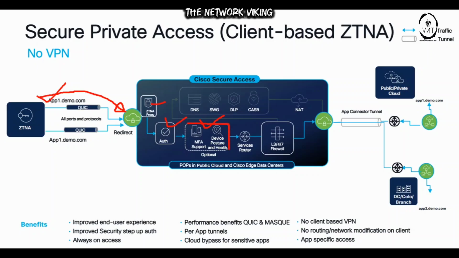Again, as I mentioned before, device posturing is different in ZTNA compared to RAVPN or browser-based. Again, I've made a video on that. Please go ahead and check it out in this playlist. And it goes ahead and connects to the services router, and from there it reaches the firewall. And because we're talking about secure private access, the traffic flows over to the perimeter device, and from there, using an app connector or a tunnel, it reaches the private application without any problems, right?